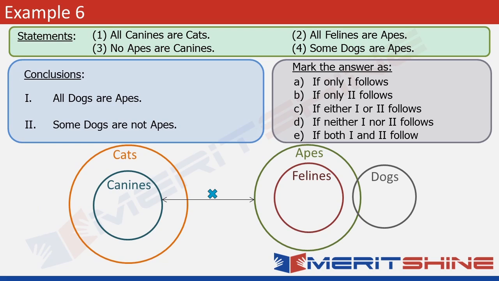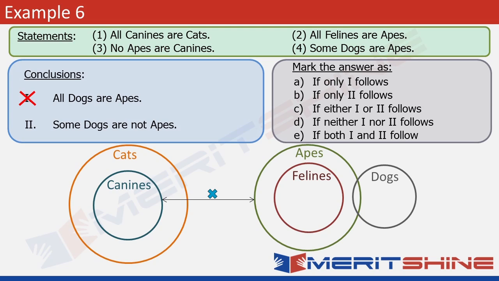Look at conclusion 1. All dogs are apes. This is an affirmative conclusion and we can answer this by looking at the minimum overlap diagram. We can see that some dogs are shown to be apes but not all the dogs are apes, which means that all the dogs are not necessarily apes. So this conclusion does not follow.